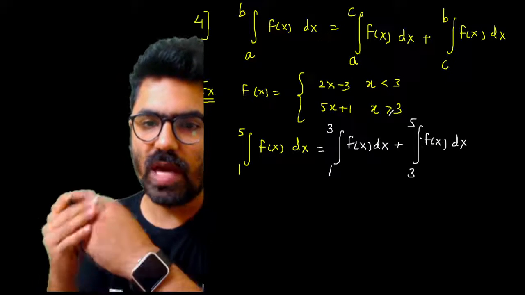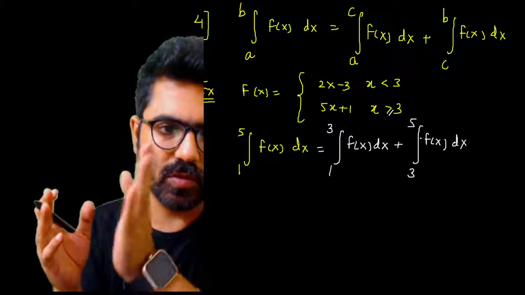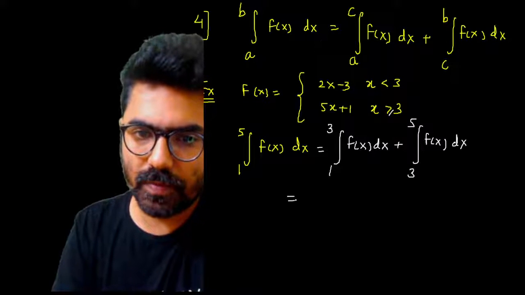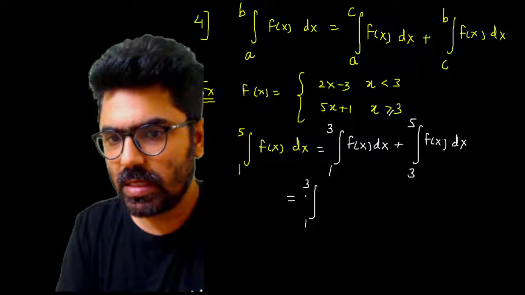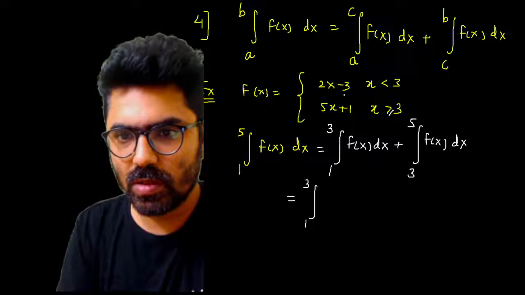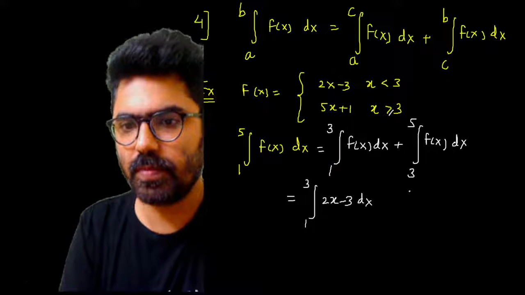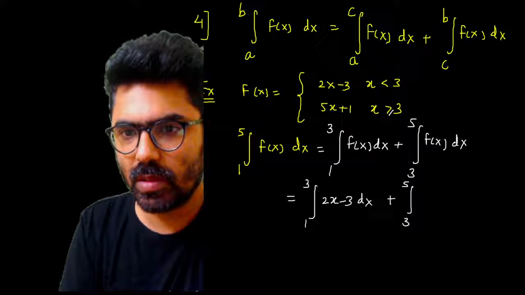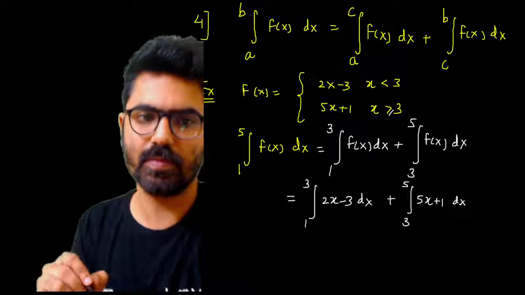Okay. So why have we broken this function at 3? Because it has a different behavior before 3 and after 3. The nature of the function changes at 3. Now from 1 to 3, if you see that x is from 1 to 3, right? So in this we can write f of x as the integral of 2x minus 3 dx, plus from 3 to 5, if you check here, you can write the function as the integral of 5x plus 1 dx.